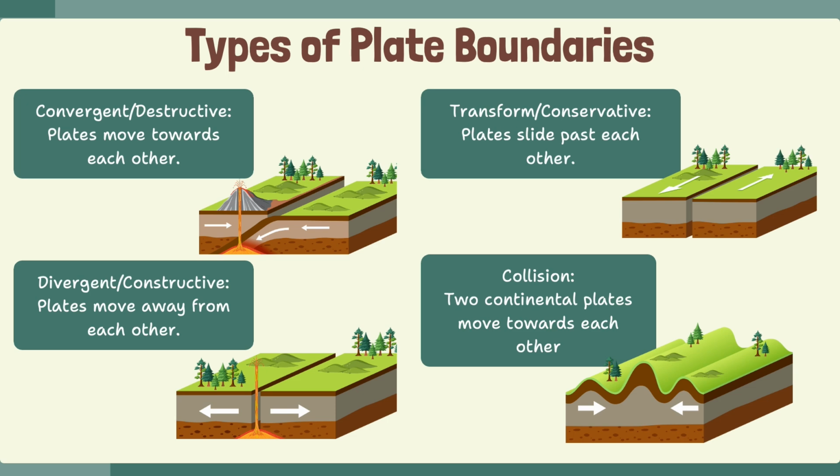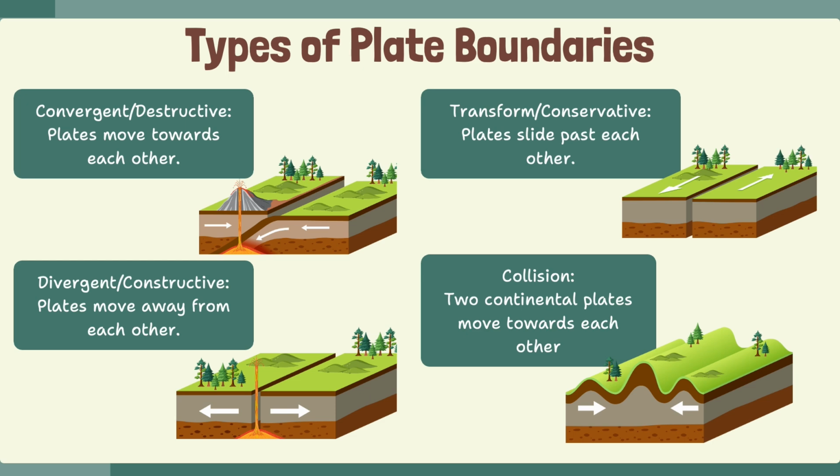Next one is the transform or the conservative, and that is when the plates slide past each other. We'll proceed and also give some examples of each. And then the last one is the collision. That's when 2 continental plates move towards each other.